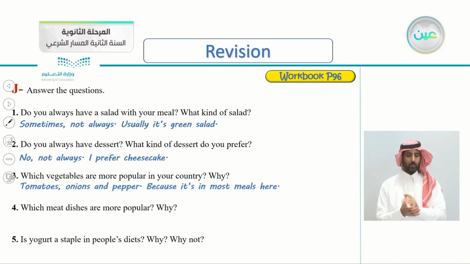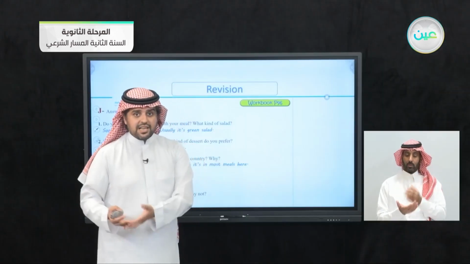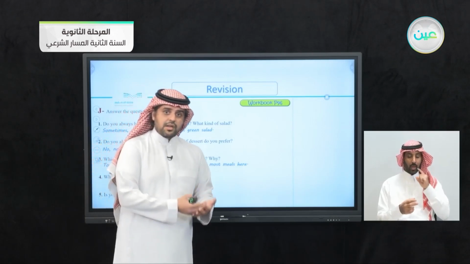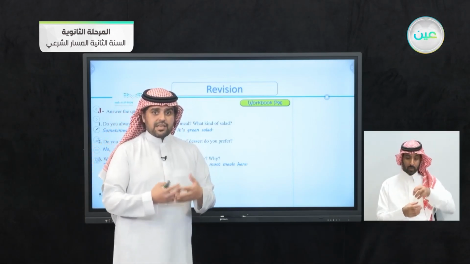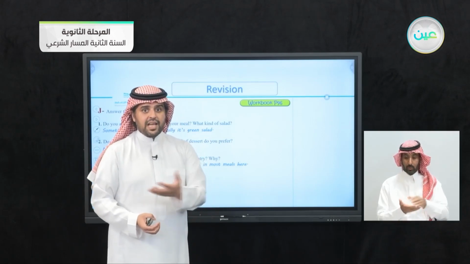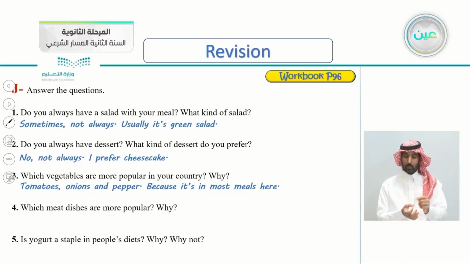Of course, I answered tomatoes, onions, and pepper. This is my own answer. You can answer with something else. They are in most meals here, because you use them with most meals. If you want to make eggs like shakshuka, you put onions and tomatoes. If you want to make rice, for example, like kabsa, you put tomatoes and onions also.